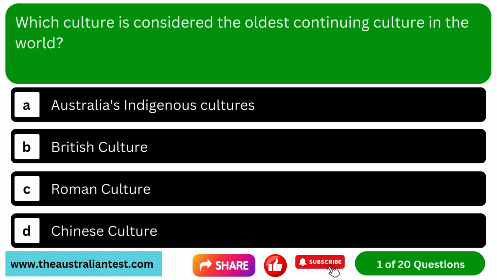Question 1. Which culture is considered the oldest continuing culture in the world? Option A, Australia's Indigenous cultures. Option B, British culture. Option C, Roman culture. Option D, Chinese culture.